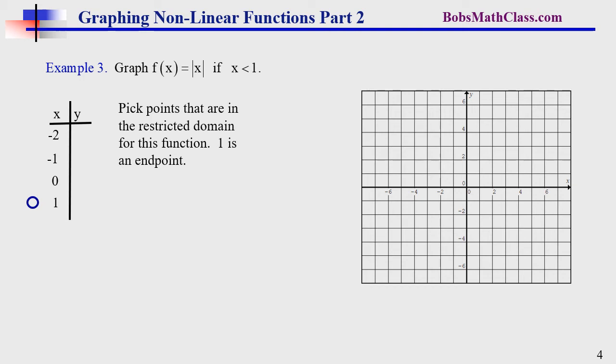All right, plug those in. What the absolute value does is whatever you plug in, it just makes it positive. So when you plug in 1, you just get 1. Plug in 0, just get 0. -1 just makes it positive, gives it 1. Plug in -2, +2. Yeah, not bad. All right, plot those points. Looks good.